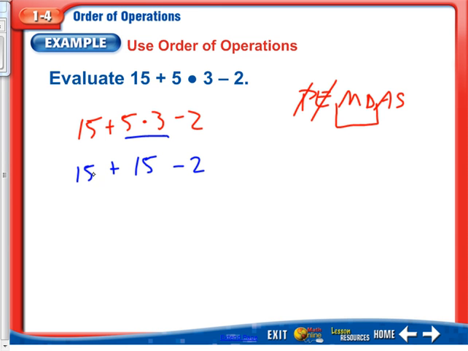Do we have any other multiplication or division? No, so these are both gone. And now I have addition and subtraction. Remember, I always go from left to right. So I have to do this part first. So I'm going to get 30 minus 2. And then last but not least, I get to answer the question. And so I get an answer of 28. And that's the correct way to do it.